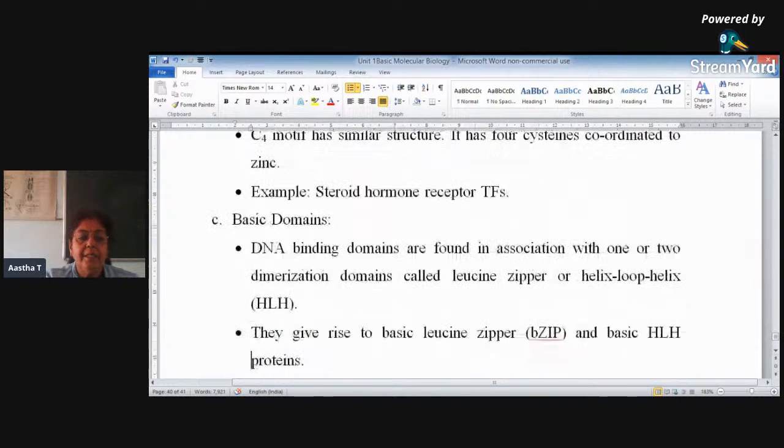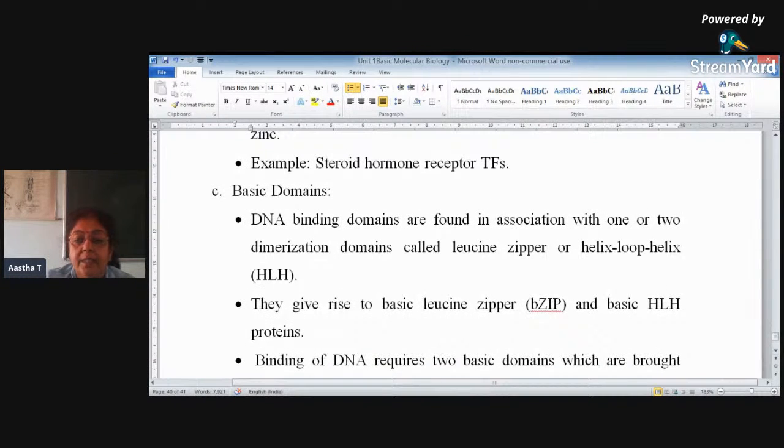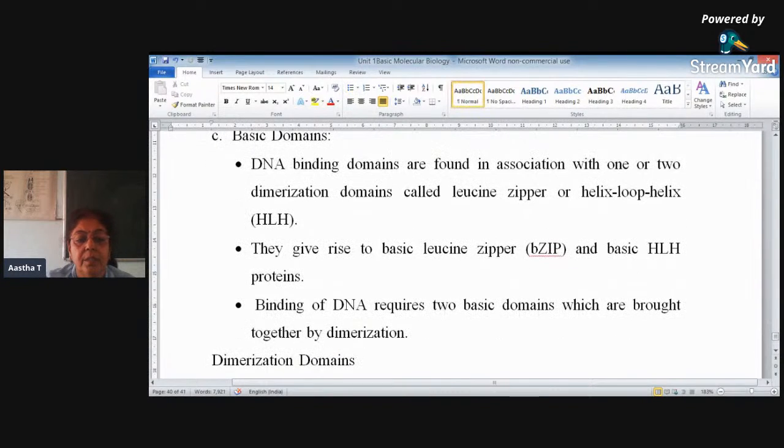Third one is the basic domain. DNA binding domains may be associated with 1 or 2 dimerization domains, which are known as leucine zippers or helix loop helix. Leucine zippers work like a zip. They give rise to the basic leucine zipper, with leucines around, a zipper-like structure, and the basic helix loop helix. So together these form the basic domain.